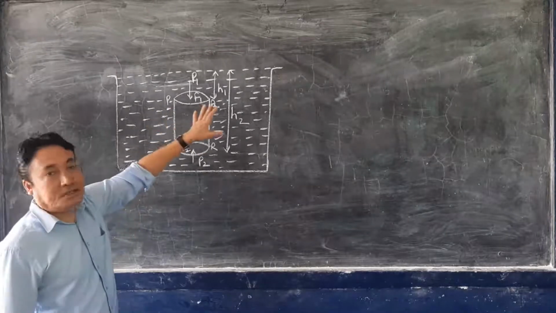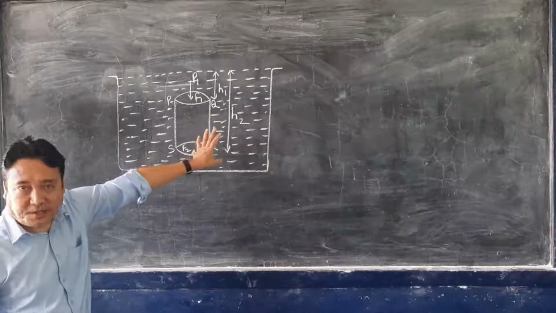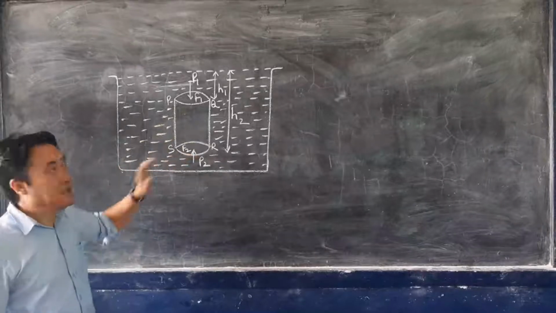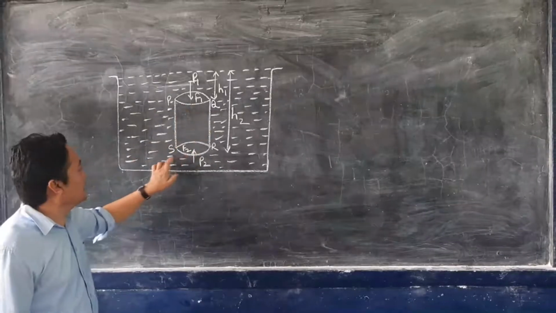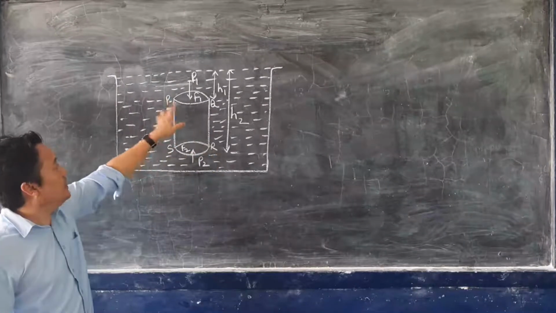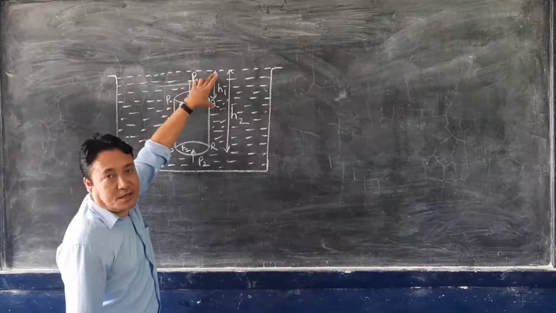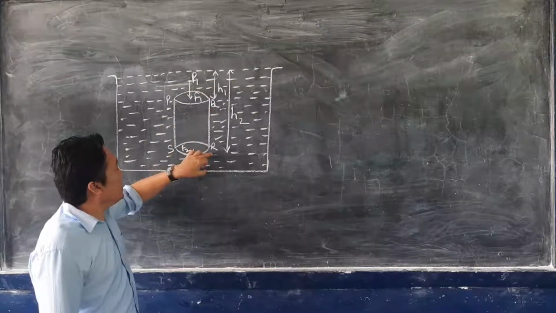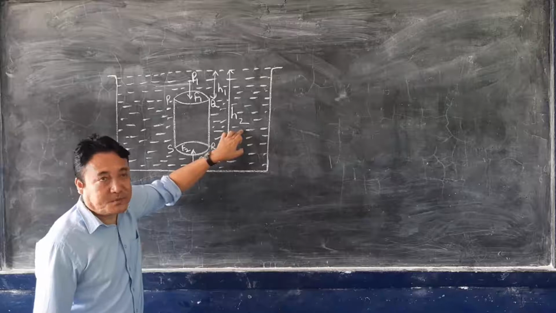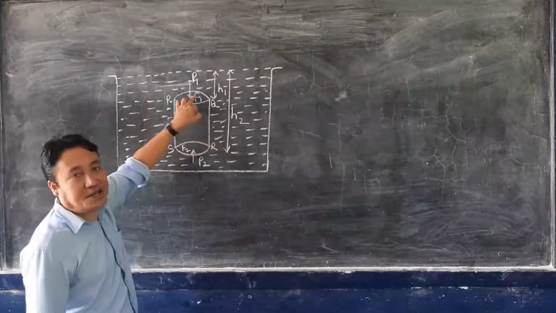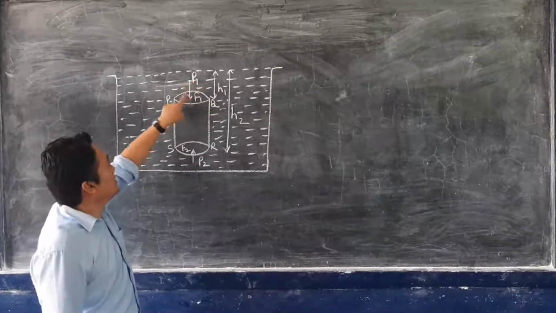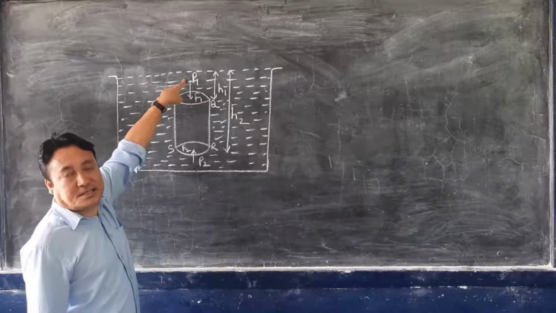And this cylindrical body has two faces, the upper face and the lower face. Upper face PQ and the lower face SR. The upper face PQ is at a height of h1 and the lower face SR is at a height of h2, and this height is more than the height h1. Okay? And let us consider the pressure exerted.